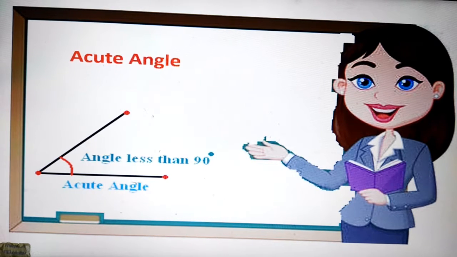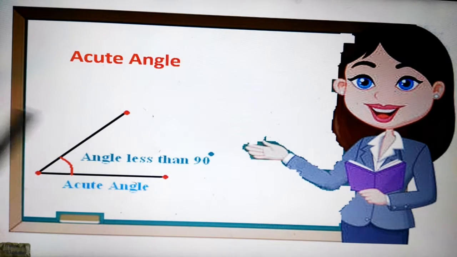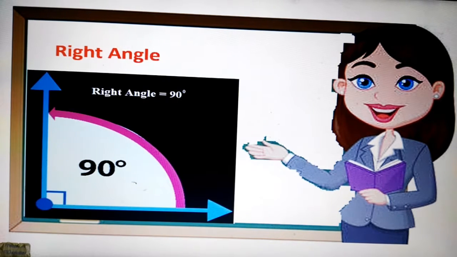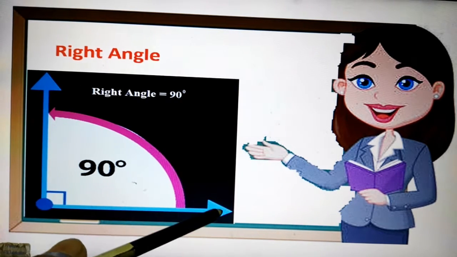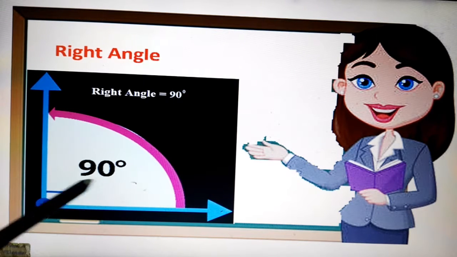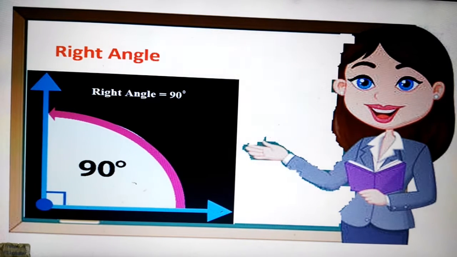First of all, acute angle: the angle that is less than 90 degrees is called acute angle. This is the angle between 0 to 90 degrees. Next our angle is 90 degrees. This is our 0 degree. The angle between 0 to 90 degrees is called acute angle, and if we move straight, this angle of exactly 90 degrees is called right angle.